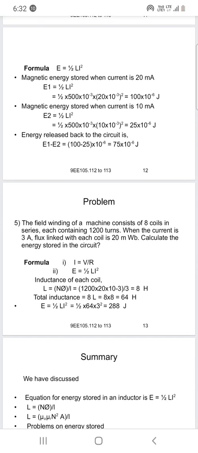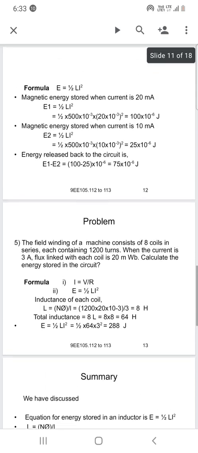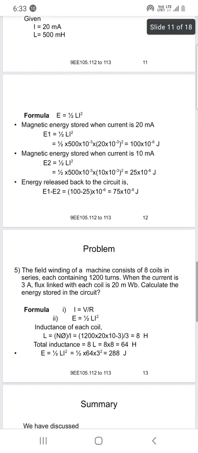Then the energy released back to the circuit is E1 minus E2, which is 100 minus 25 into 10 to the power of minus 6, equal to 75 into 10 to the power of minus 6 joules. So this is our fourth problem.